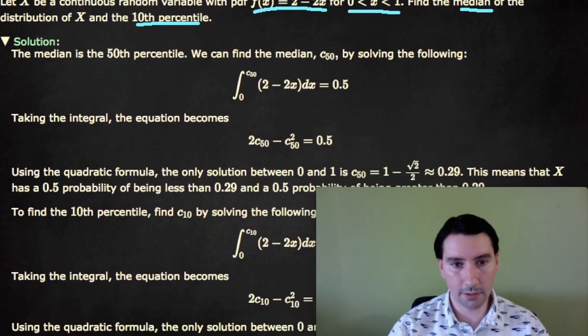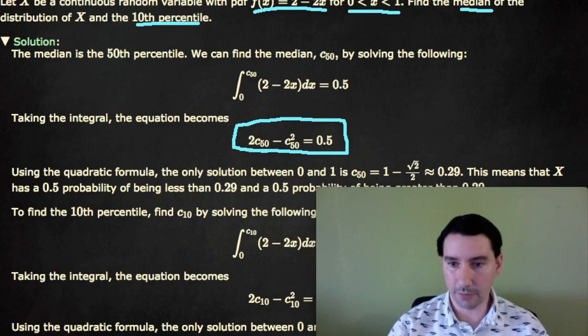So the median is the number c50, such that when we integrate from 0 to c50 of the PDF, 2 minus 2x dx, we get 0.5. So we're trying to solve for this number here in the integral. And taking the integral, we get 2 c50 minus c50 squared equals 0.5.